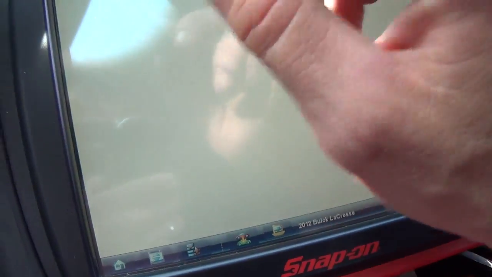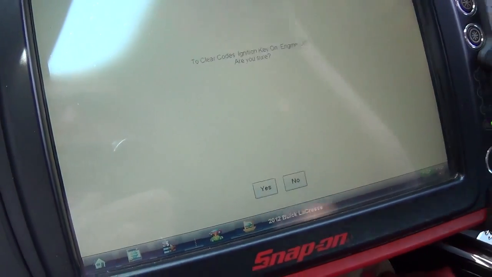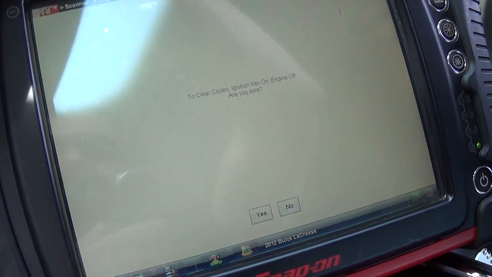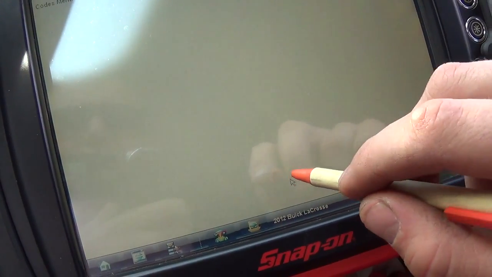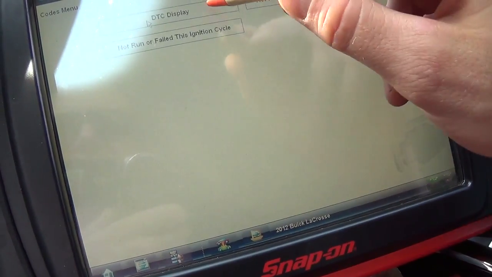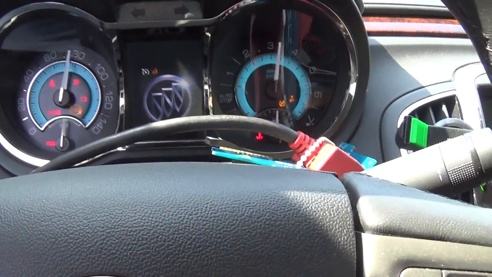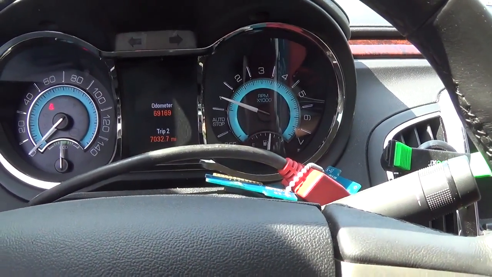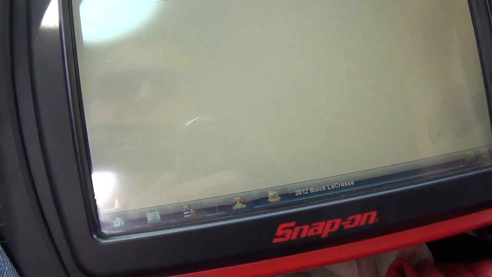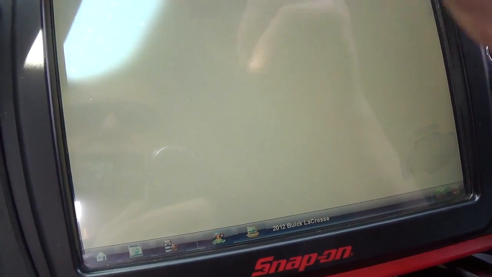Yeah, at this point looking at freeze frame data is not very fruitful. So let's clear the codes, key off, there it is, key on, engine off, yes, okay, continue, display codes, no codes present. Start it up. Alright, everything looks normal. Okay, so it's running, no codes.